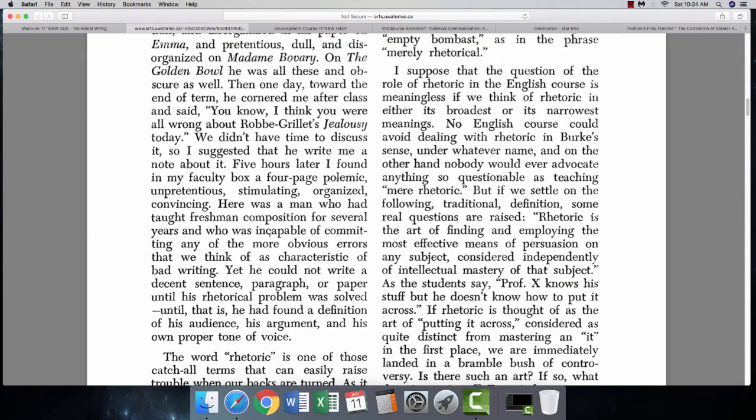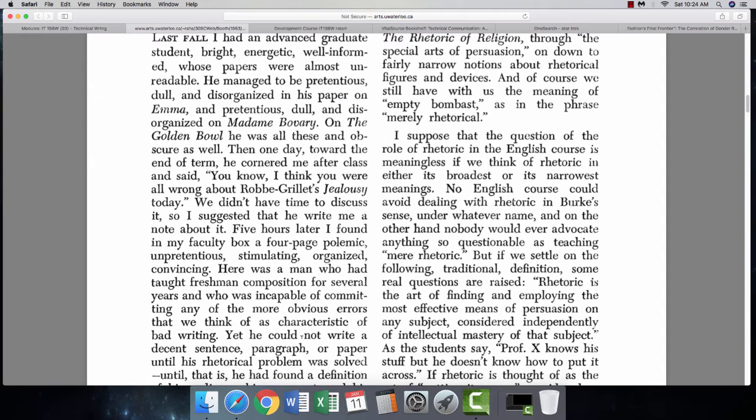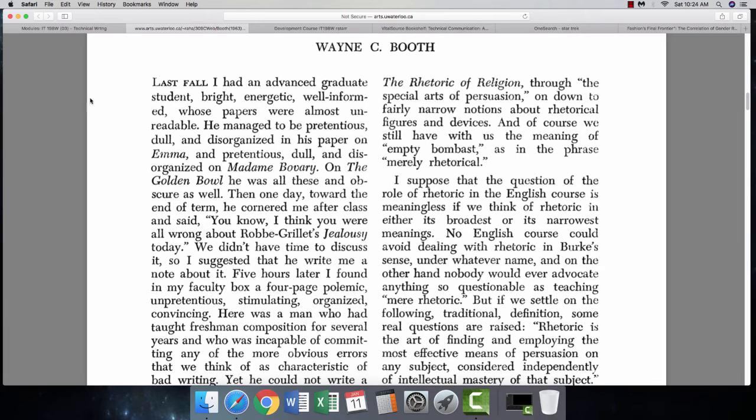Here was a man who had taught freshman composition for several years, and who was incapable of committing any of the more obvious errors that we think of as characteristic of bad writing. Yet he could not write a decent sentence, paragraph, or paper until his rhetorical problem was solved, until, that is, he had found a definition of his audience, his argument, and his own proper tone of voice."